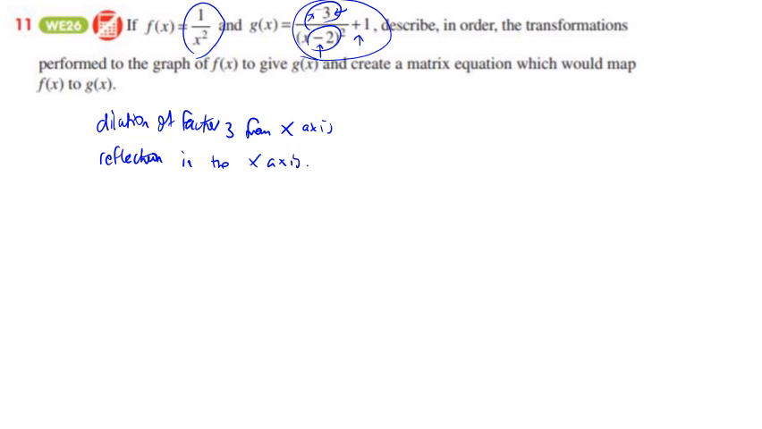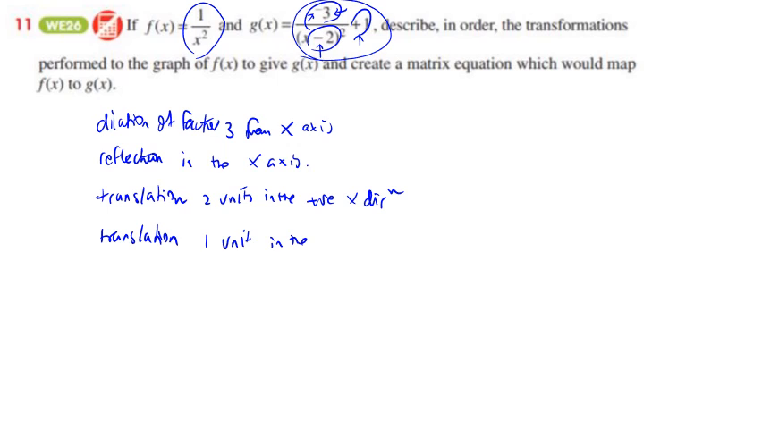Now in the meantime, you've got the other things. You've got this minus 2 here. Now that's going to be a translation. So we talk about translations after we've talked about dilations and reflections. So that's going to be a translation of 2 units in the positive x direction. And then we've got the plus 1, and that's going to be a translation, and that's going to be 1 unit in the positive y direction. So we've answered the first part.